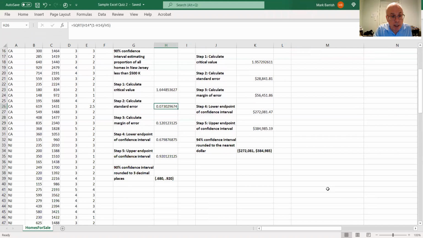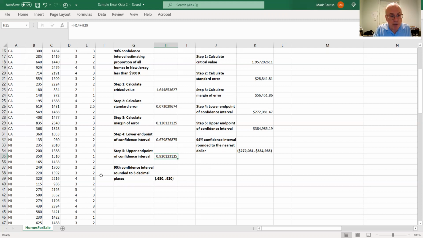That's your standard error. And then the margin of error is simply the multiplication of the critical value and the standard error. Multiply H23 times H26, you get the margin of error. The lower endpoint of the confidence interval is simply going to be H14, where the sample proportion is, that's 0.8, minus the margin of error, which is in H29. That's your lower endpoint. And then the upper endpoint is going to be H14 plus H29. Okay, that's the sample proportion plus the margin of error.